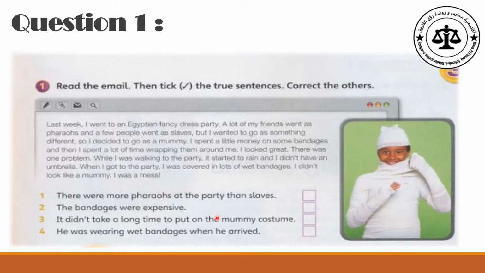And now let's answer the questions on the Student's Book, page 37. Let's start with number 1. Read the email, then take the true sentences and correct the others. Let's read this email, then we are going to check if these sentences are correct or incorrect.